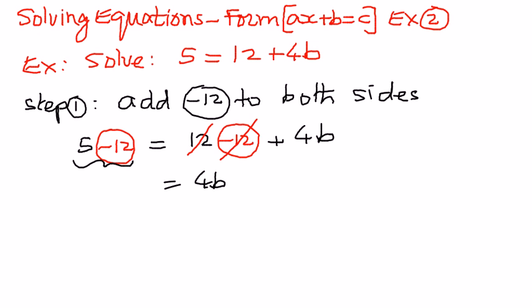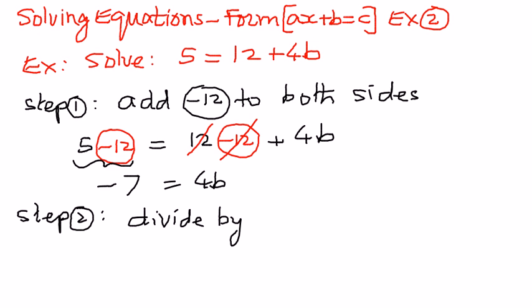And on the left hand side we can simplify that, and when we simplify 5 minus negative 12, we are left with negative 7. And we want to find the value of 1b, but right now we have 4b on the right hand side. Therefore, in step 2, we're going to say we want to divide by the value, and the value is the coefficient of the variable term, which is 4 in this case. So we're going to divide by the coefficient of b, divide by 4 on both sides of the equation.